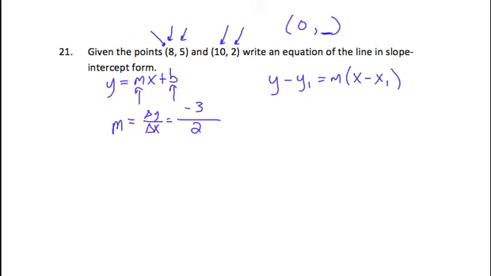Y minus y1 equals m, our slope, times the quantity x minus x1. And here, remember, our point values. So I'm going to use this point (8, 5) up here and plug that in. So then I would say y minus my y value, which would have been 5 there, equals my slope, which was -3/2, times x, and then minus my x value at that point, which was 8.